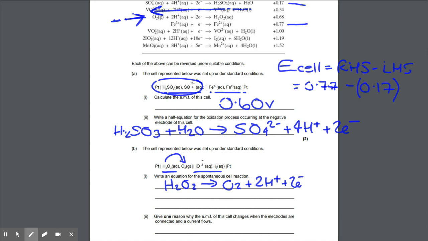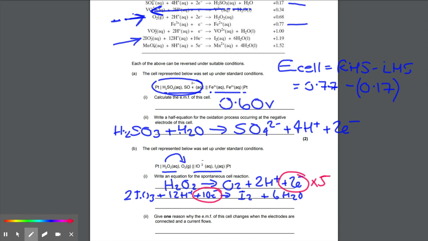And the iodate equation, which is this one, is going to be going forward, and it's going to be 2 iodates plus 12 hydrogen ions plus 10 electrons going to an iodine molecule plus 6 molecules of water. So they're the two half equations, which are now going in the correct direction for the forward reaction. But what we have to do is balance up the electrons. We've got 10 electrons on the left-hand side, but we've only got 2 electrons on the right-hand side. So what we need to do is multiply that top equation by 5. When we multiply that top equation by 5, we'll end up with the overall equation that we then need.